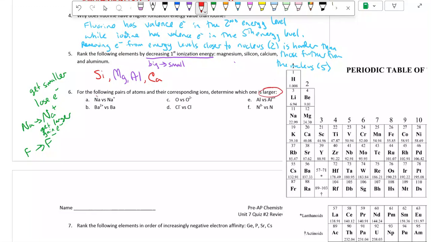Okay, for Na and Na plus, Na's got to be larger because Na plus got smaller. Ba2 plus and Ba, Ba's got to be larger because Ba2 plus lost electrons, it has to be smaller. O versus O2 negative, the larger one has to be O2 negative. If you gain electrons, you get larger. D has to be Cl negative because you gained electrons, you got larger. Al has to be bigger than Al3 plus because 3 plus got smaller, it lost electrons. And N3 negative has to be larger, it gained 3 electrons.